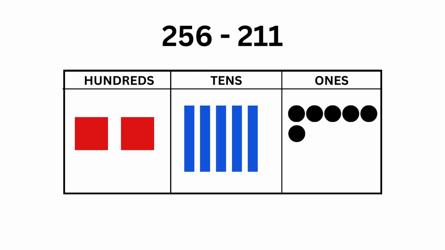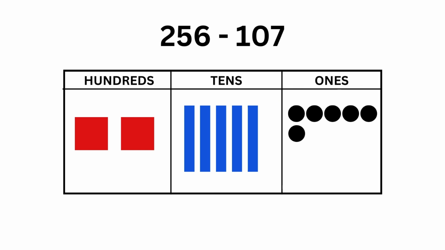So we're subtracting off 211, so we need to take 2 of the hundreds away. So what we're going to do is cross out 2 of the red squares, so we'll have none left. We have a 1 in the tens place of 211, so we're going to take away 1 of the tens. And then we also have 1 in the ones place, so we're going to take away 1 of the black circles. So that means we're going to wind up with 0 in the hundreds place, 4 in the tens place, and 5 in the ones place. So our answer would be 45.